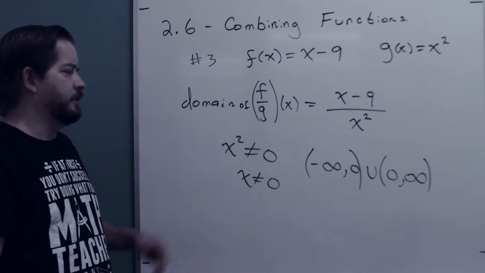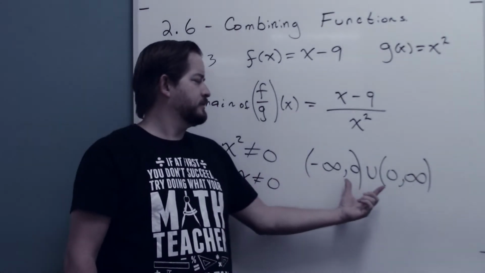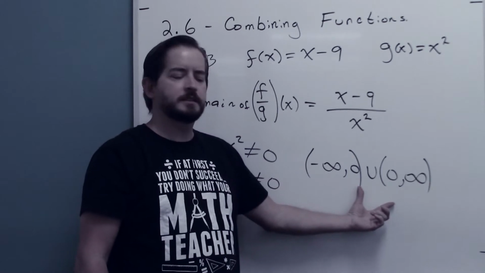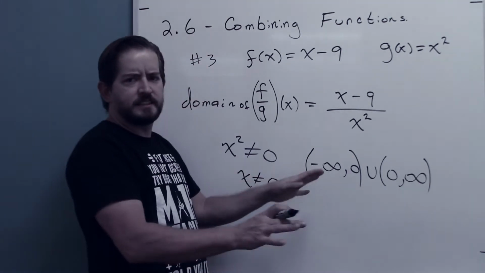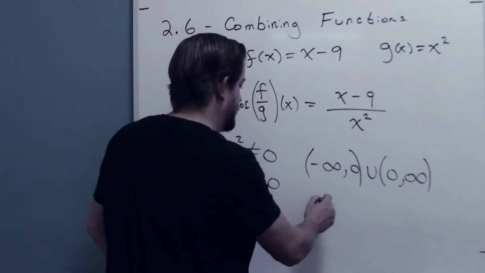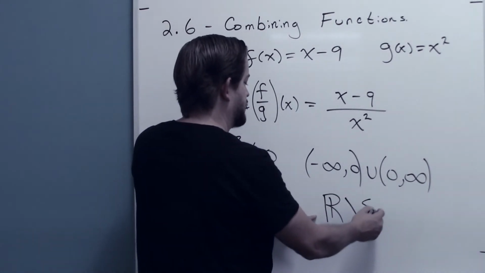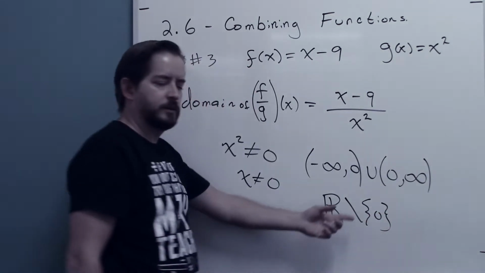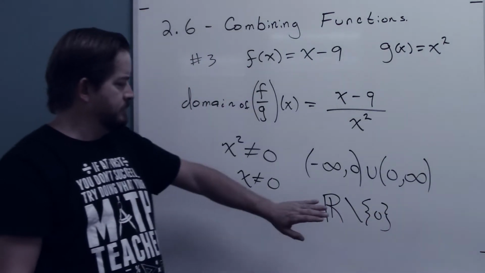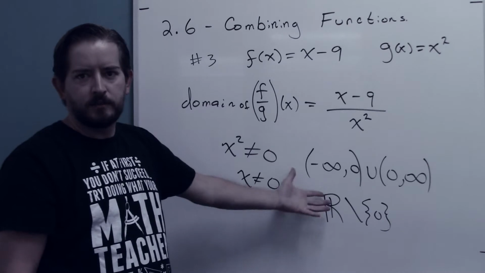Later on, when you get to writing these, it gets a little bit obnoxious. You don't need to know this, but you might also see this written as all real numbers without the point 0, which is a little bit quicker to write. Right? But again, you don't need to know that. It's nifty, but who cares?